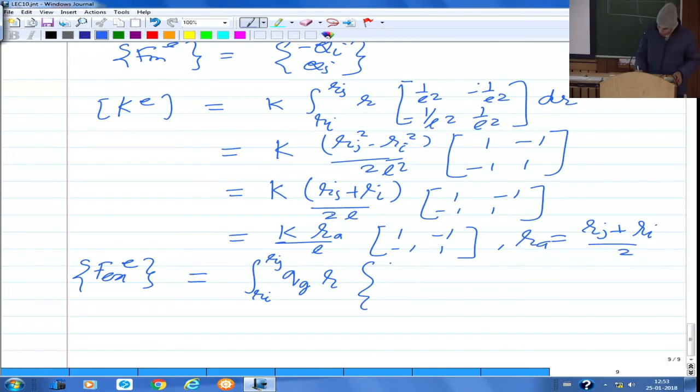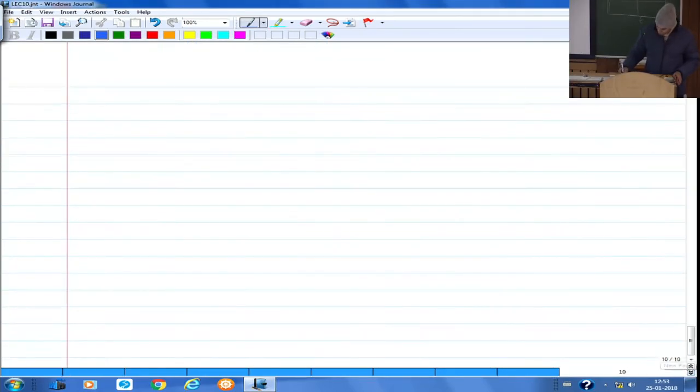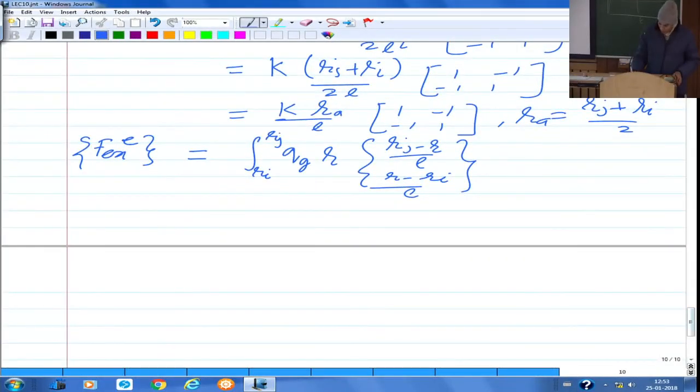The shape functions are, one was (Rj minus r) divided by L, and the second shape function was basically (r minus Ri) by L. In this, of course, you'll have to do the integration properly with dr, that r I have written here.